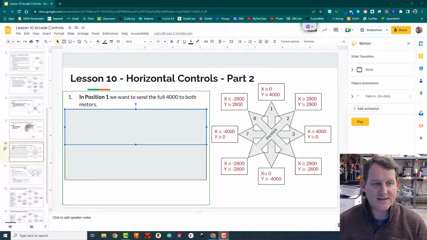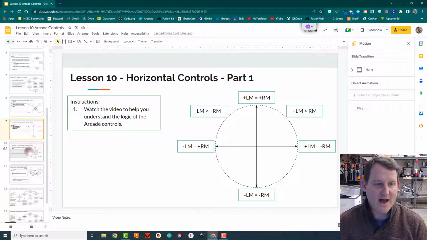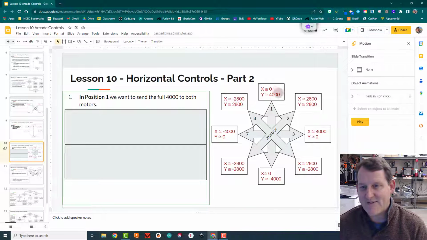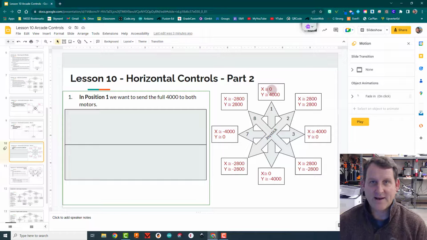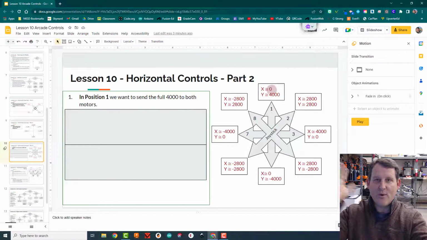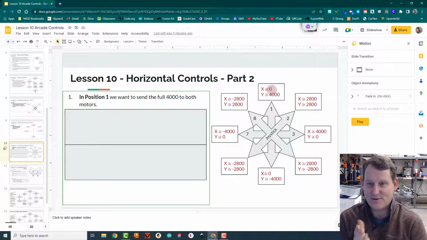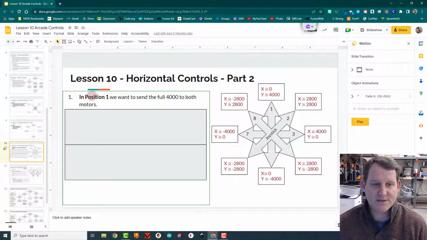Right, so back on this slide, we figured out the general logic of what we want the motors to be doing. Now we need to figure out how we're going to take these values from the controller, combine them together, and then make two signals, one for the left motor, one for the right motor. So it sounds complicated, but it's not that bad actually. So let's just start by focusing on position 1.